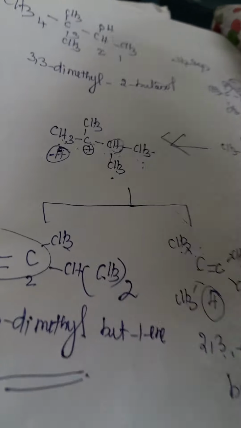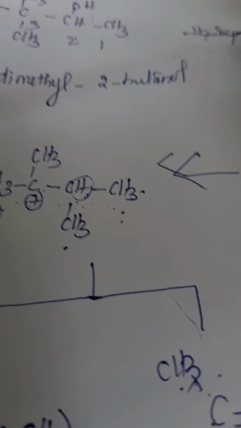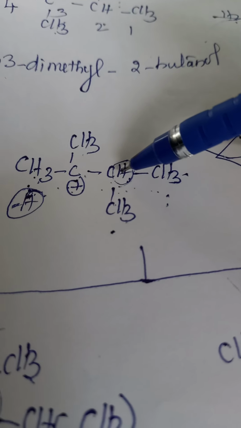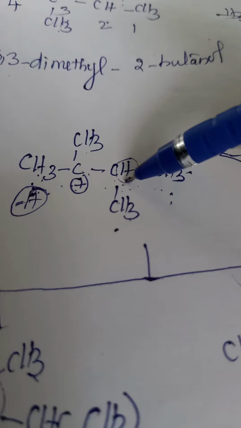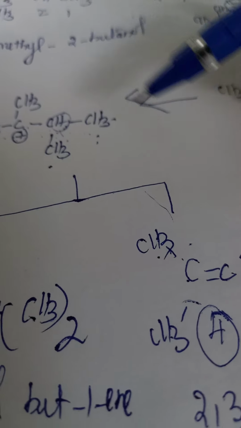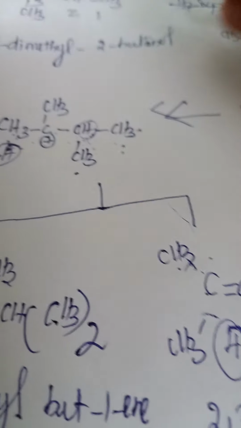So what does Saytzeff's rule say? The rule says that during intramolecular dehydration, that is within the molecule, if there is a possibility to form a carbon-carbon double bond at different locations, the preferential location is the one that gives the more substituted alkene.